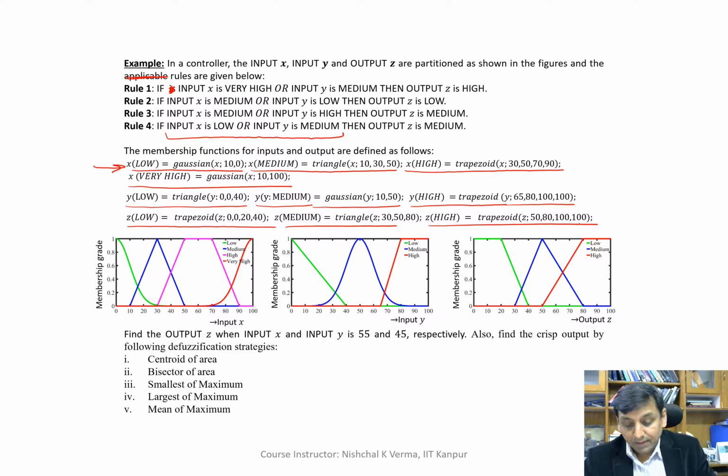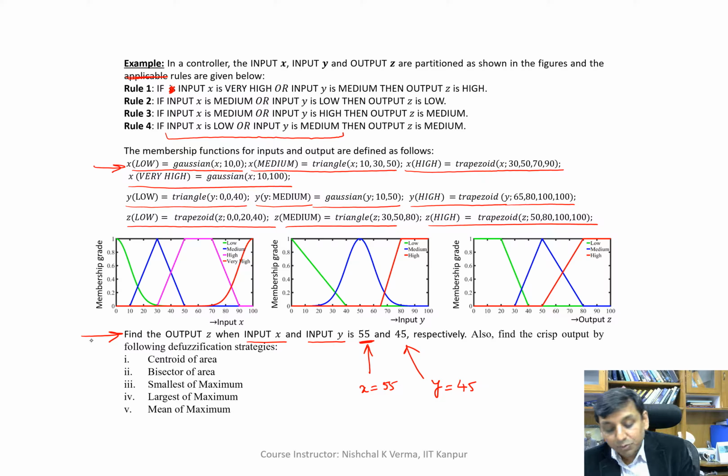So what is the problem here? What we need to do here is find the output Z for inputs X and Y. So when the input X is equal to 55, and input Y is equal to 45 here.